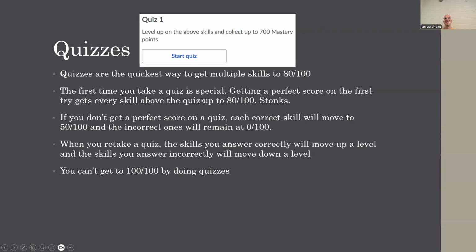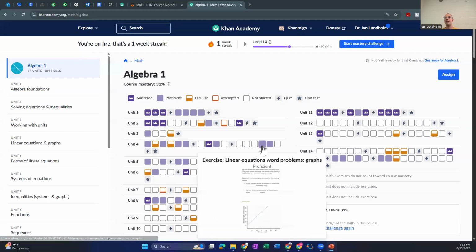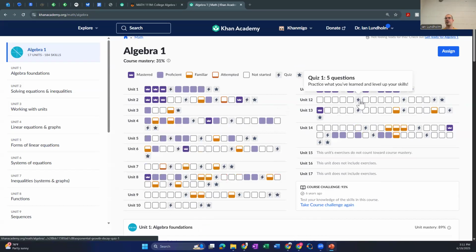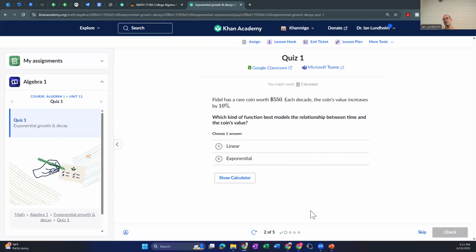Also note that the first time that you take a quiz is special. If you get a perfect score on the first try that you take a quiz, all of the skills go up to 80 out of 100 at the same time. So if I went back here and I found something that was completely blank, let's go to unit 12 here. That lightning bolt is the first quiz. Maybe I could do this real quick too. Oh, I've actually already done one. All right, so we got a rare coin.